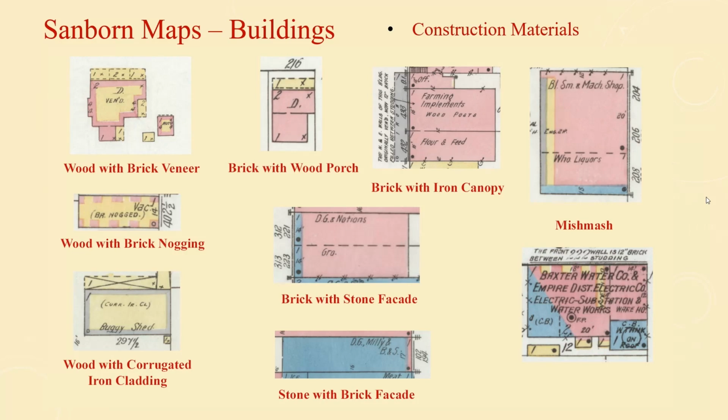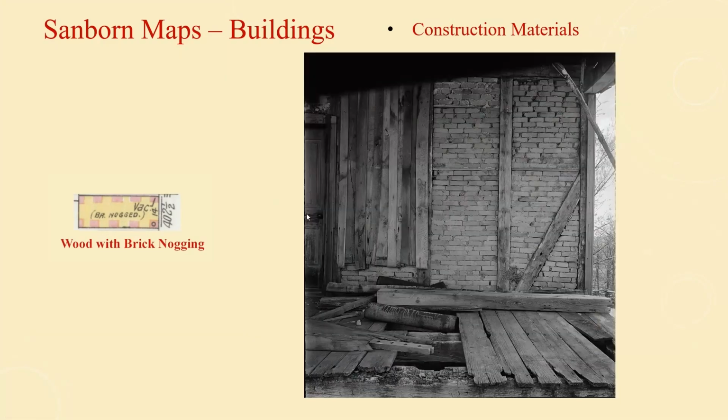Let's go over to the left side in the center there. There's something I have listed as wood with brick nogging. I came across this building when I was researching another building, BR Nog, brick nogged, and I had no idea what that was, so I had to look that up. It turns out it has nothing to do with a Christmas beverage. Brick nogging is when you build a wall out of wood, either studs or timbers, and you fill in the spaces in between the wood members with brick. That's brick nogging. So you learn things when you look at these Sanborn maps.